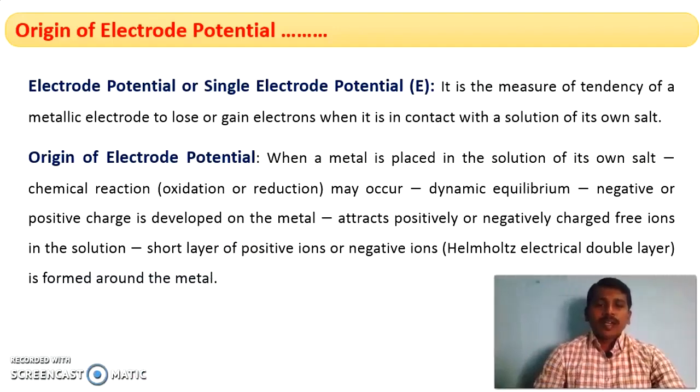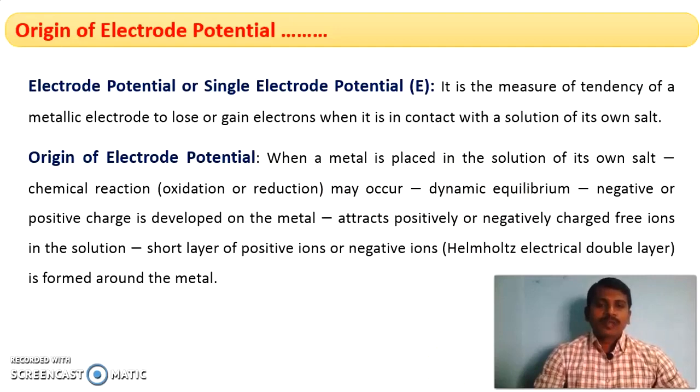Consider a metallic electrode which is dipped in its own salt solution. Take a metal electrode and dip it in its own salt solution. Then a chemical reaction occurs. It may be either oxidation or reduction, depending upon the reactivity of the electrode. After that, a dynamic equilibrium will be established between the electrode and the electrolyte.